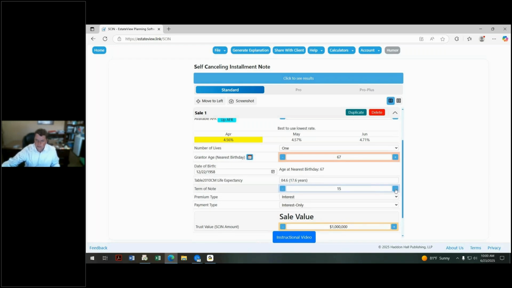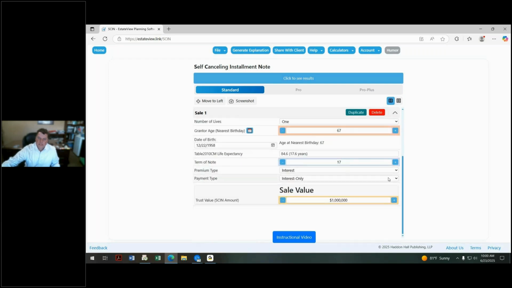So let's say we want to keep it just below the average life expectancy. So 17 years is just below the 17.16. And with this type of situation, again, we can either charge a principal premium or an interest premium. I like charging the interest premium as opposed to the principal premium for a start, at least for the purposes of the analysis. And then the last thing you can pick is your payment type.